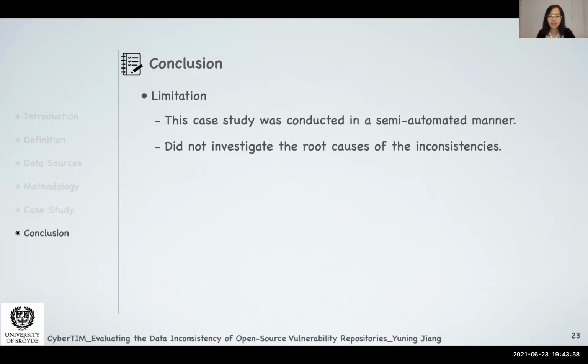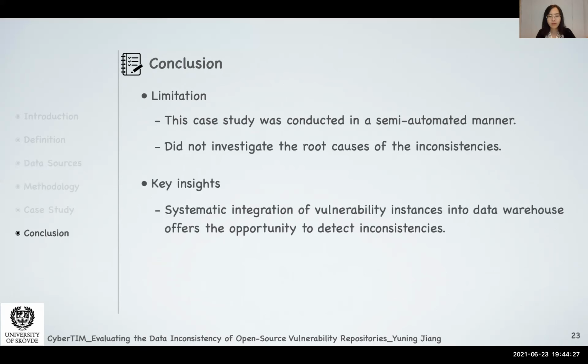We did not investigate the root cause of the inconsistencies, like which vulnerability instance was created first, when it was updated, and so forth. Our study does, however, indicate that better workflows should be installed to synchronize and correct vulnerability instances in the public and vendor repositories. Some of the key insights: systematic integration of vulnerability instances into a kind of data warehouse offers the opportunity to detect inconsistencies and refer them to the maintainers of the original source.